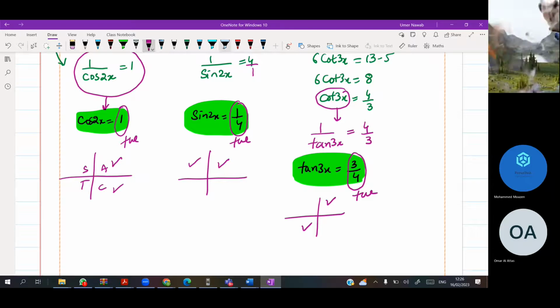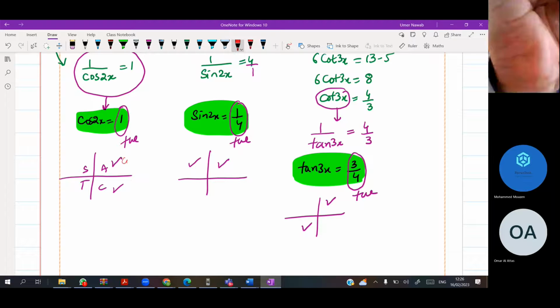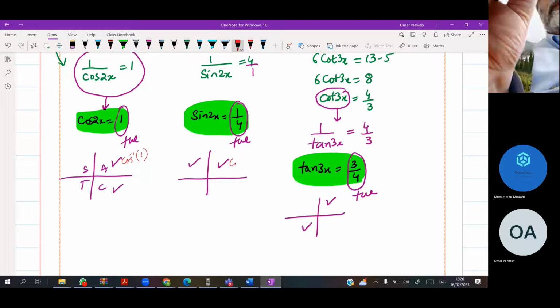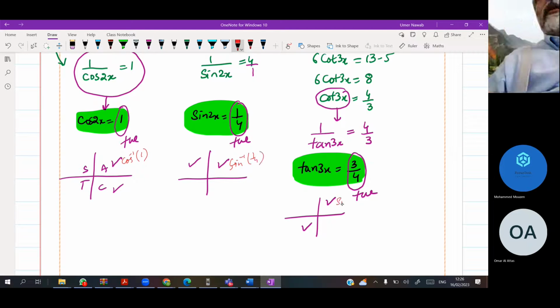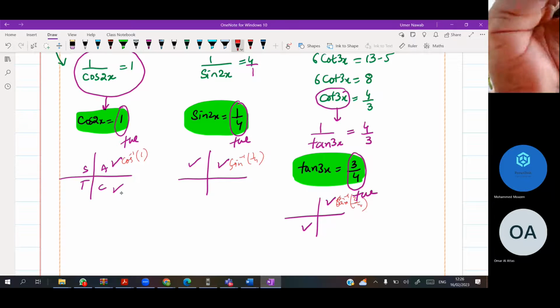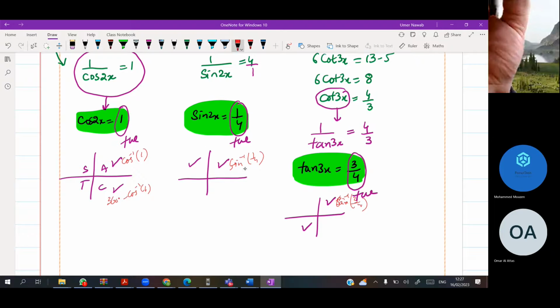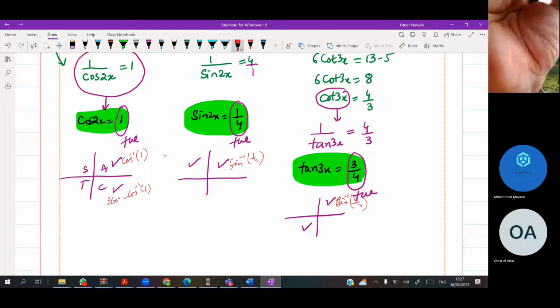So then you will find your acute angle. So shift cosine, make sure your calculator is in degree mode. So shift cosine of 1. Here I will write shift sine of 1 over 4. And here I will write shift tan of 3 over 4. And then you remember how to transfer the angle from the first quadrant to the fourth. We write here 360 minus shift cosine of 1.